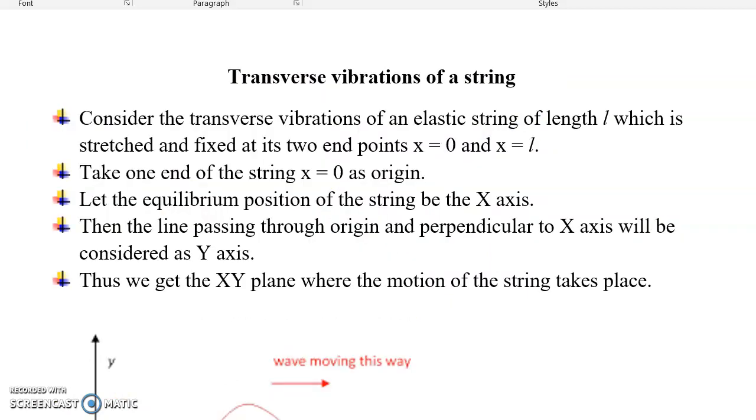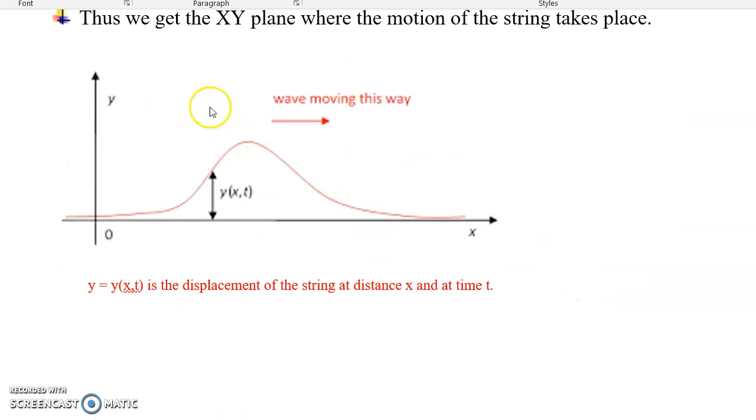Now let us consider transverse vibrations of a string of length L where the two ends are fixed, and we take one end of the string x equal to 0 as origin and the equilibrium position of the string as x-axis. That is, when the string is not having any displacement, that horizontal position we take as x-axis, and the line passing through the origin and perpendicular to this x-axis will be the y-axis, and that is how we create the xy plane and we observe the motion of the string in this particular xy plane.